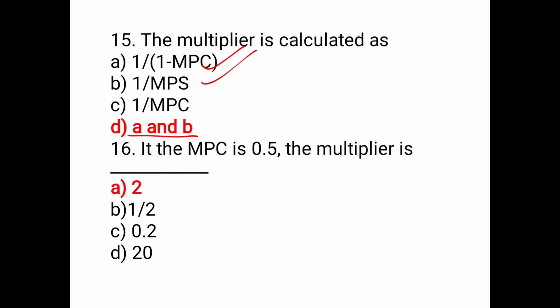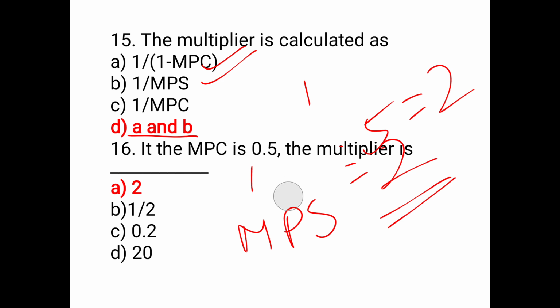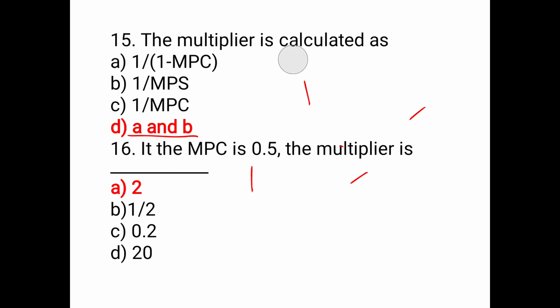If the MPC is 0.5, the multiplier will be, how will you derive this? 1 divided by MPS. When you derive this, you will be getting 2. Before we go into that, you should know how to calculate MPC. We have already seen this sum in the previous slides, where you can derive the multiplier. If it is 1 divided by 0.5, your answer is going to be 2. So this is how you calculate it.